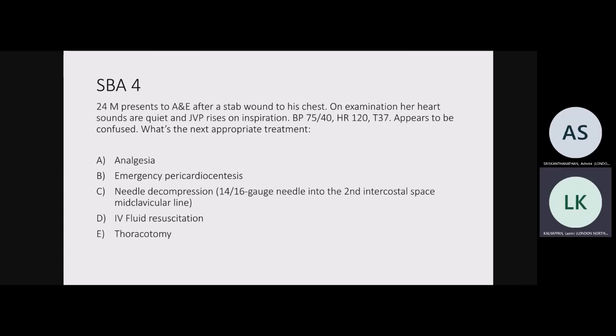So next question: a 24-year-old male presents to A&E with a stab wound to the chest. On examination, oh, they've changed gender, surprising. The heart sounds are quiet and JVP rises on inspiration. Blood pressure is 75/40, heart rate 120, and temperature is 37. And they also appear to be a bit confused. So what do you think the next appropriate management would be?